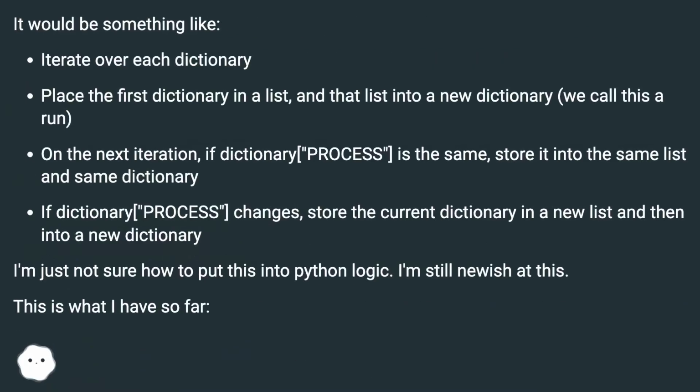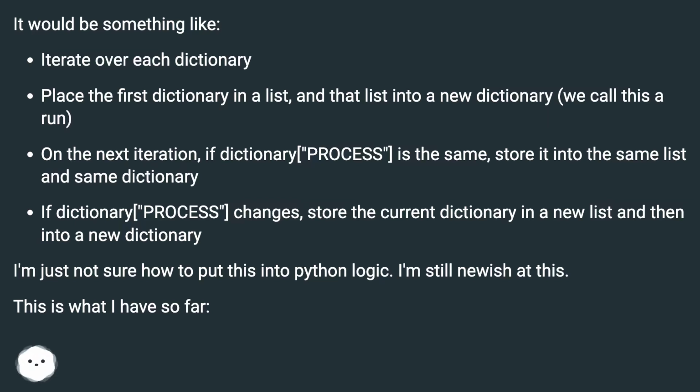It would be something like: iterate over each dictionary. Place the first dictionary in a list, and that list into a new dictionary. We call this a run. On the next iteration, if the dictionary process is the same, store it into the same list and same dictionary. If the dictionary process changes, store the current dictionary in a new list and then into a new dictionary.